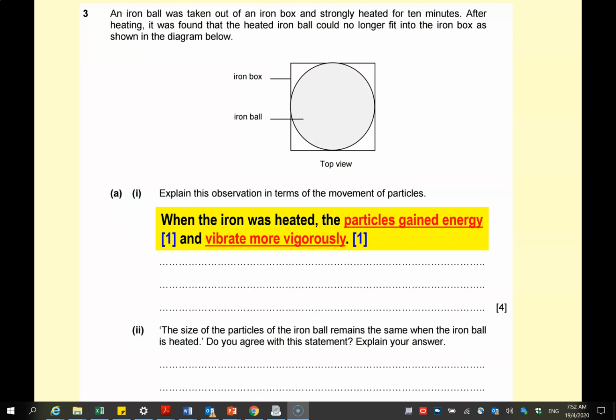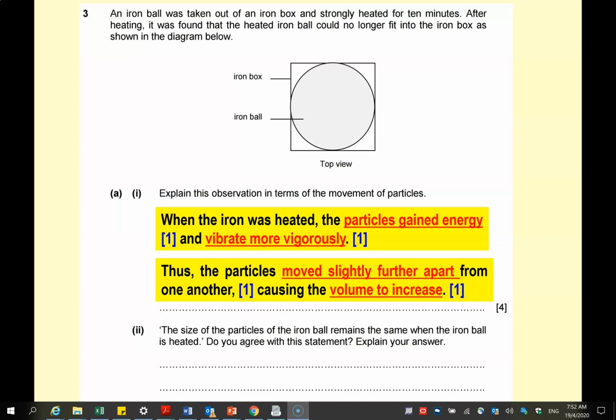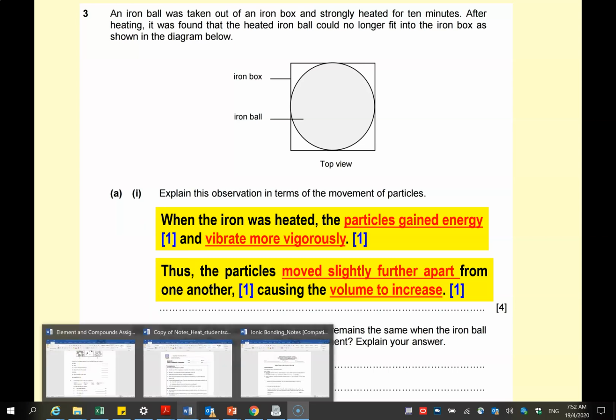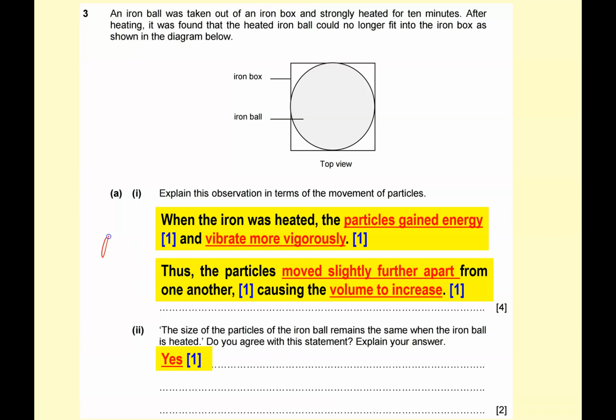So when the iron ball was heated, the particles gained energy and vibrated more vigorously. So the particles move slightly further apart from one another, causing the volume of the iron ball to increase. So as you can see, this is really a standard model answer for expansion. So this is something you need to learn.